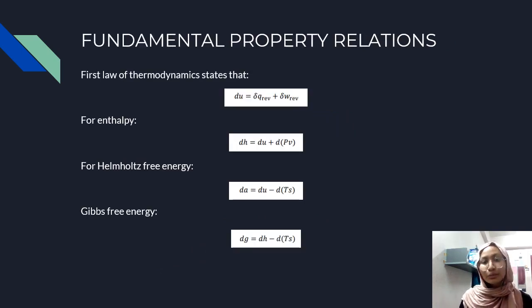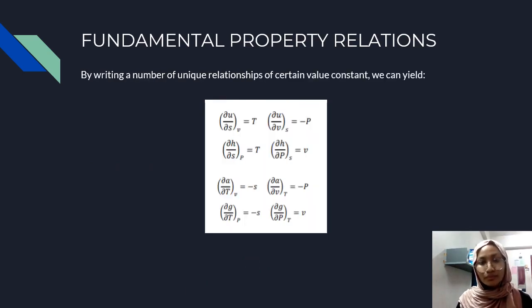For the fundamental property relations, the first law of thermodynamics states this one. For enthalpy, dH equals dU plus P dV. For Helmholtz free energy, dA equals dU minus T dS, and for Gibbs free energy, dG equals dH minus T dS. By holding certain variables constant in these relationships, we can yield this one.